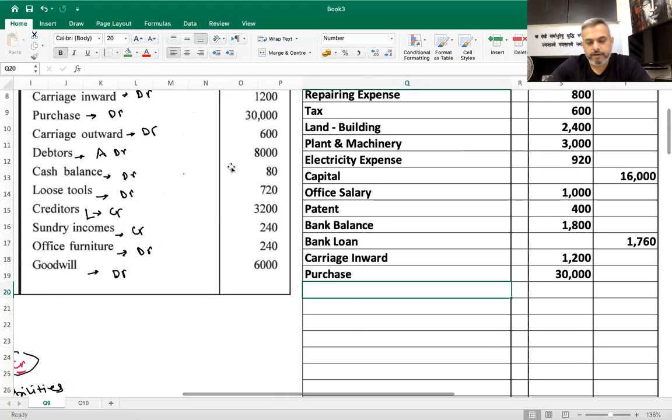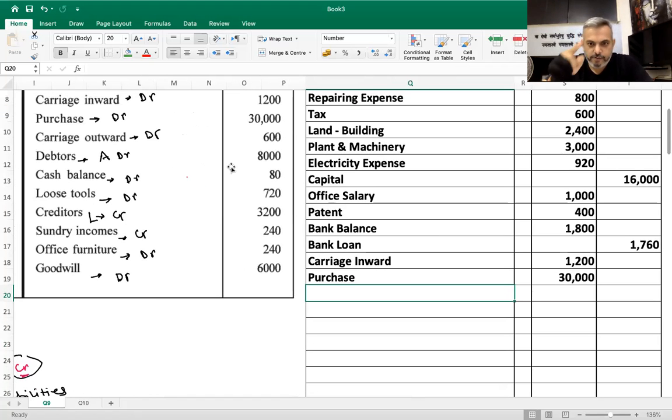Carriage outward. Now be careful. Carriage inward is also debit. Carriage outward is also debit because both are expense. Inward is for getting goods to our business place. The expense we incurred on carriage outward means we are sending goods to customers' place and bearing that cost of carriage. So both are expense. So please be careful. Okay. Carriage outward also debit 600.